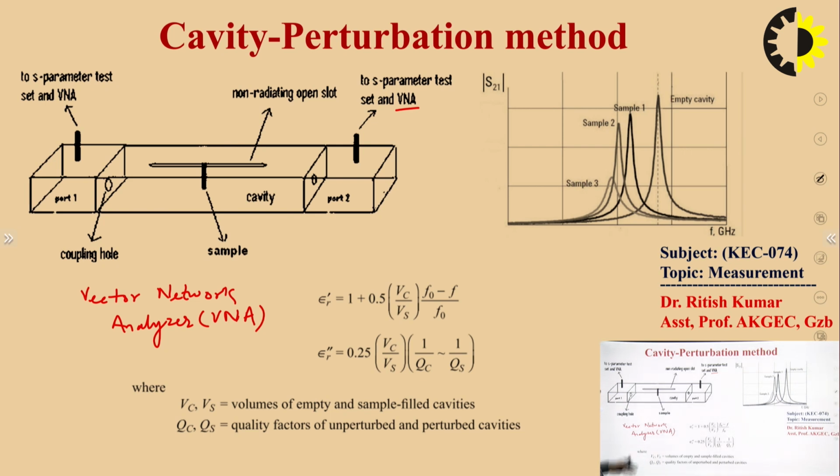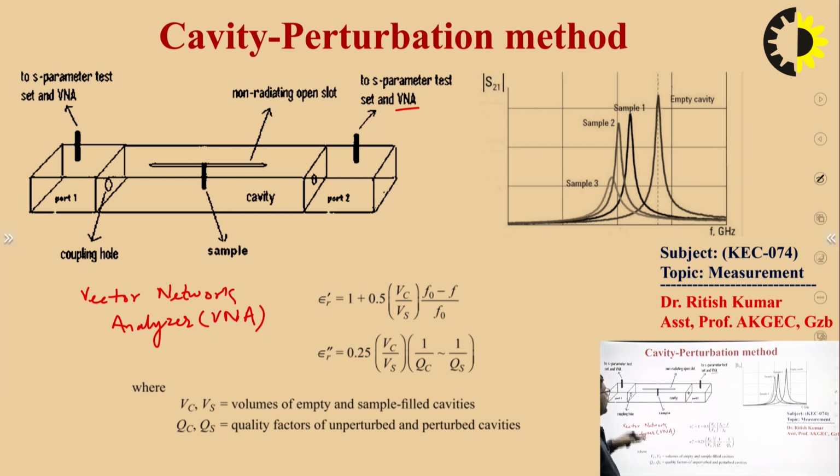So you can see here the setup. First you need to take the resonating frequency without considering the sample. This is the resonating frequency of this slotted section waveguide. This is the empty sample resonating frequency, and it is represented by f naught. First you need to take the resonating frequency without the sample.